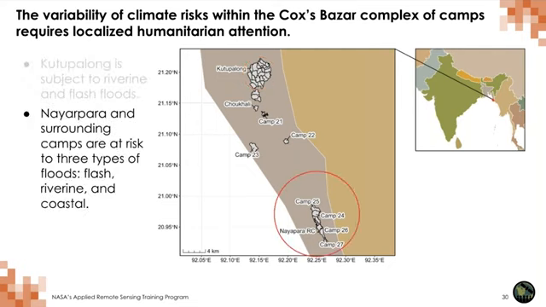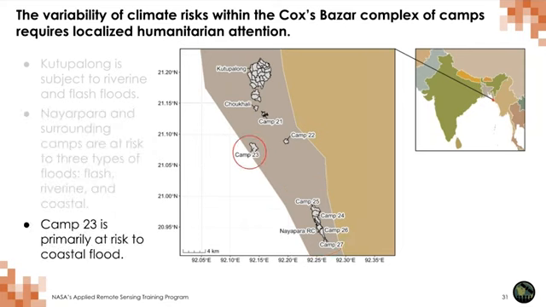However, Nayapara and surrounding camps are actually at risk to various types of floods: flash, riverine, and coastal. It's kind of hard to see here, but actually on the eastern side there is the Naf River, and that area is one of the areas where the churning of the cyclones sometimes pushes seawater up to the eastern side of those camps, Nayapara camp and the other ones. So there are all three types of risks here. So when we're talking about developing a flood risk reduction plan, which type of flood are we referring to?